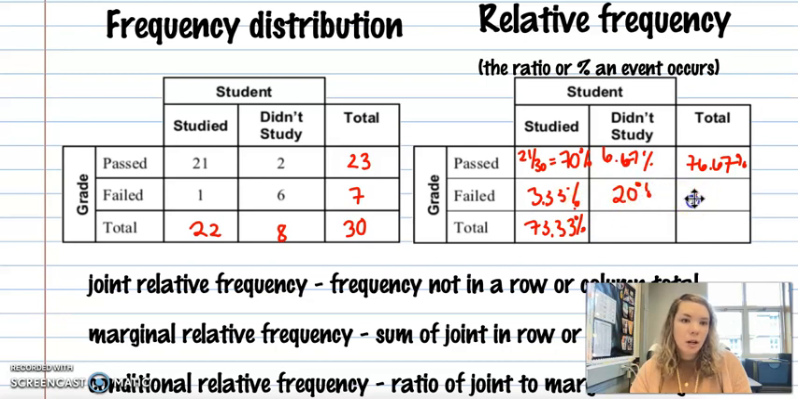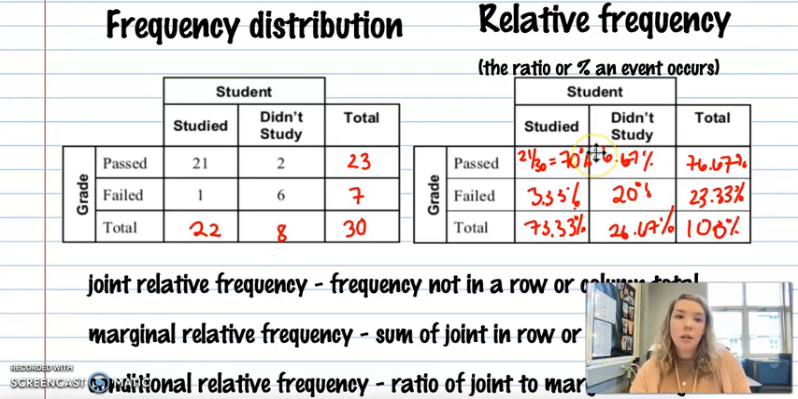So total here would be 23.33%. And total here would be 26.67%. And your grand total for percentages should be 100. Now sometimes they're 99.9, sometimes they're 100.1, and they're different because of rounding error. So if yours turns out to be 99.9 or 100.1, that's okay, but any larger or smaller than that, you probably have an incorrect calculation in there.